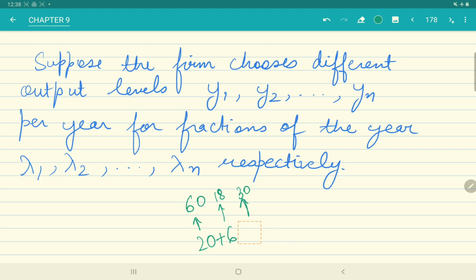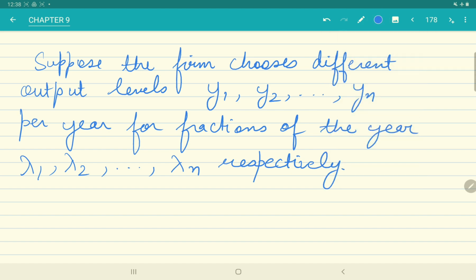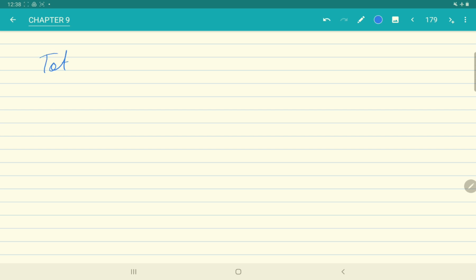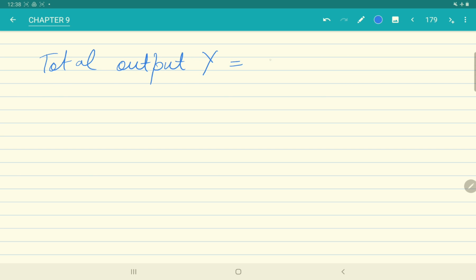Now what we do is, given all this, if I want to know about the total output, so total output y will be equal to summation lambda i yi, i varying from 1 till n.